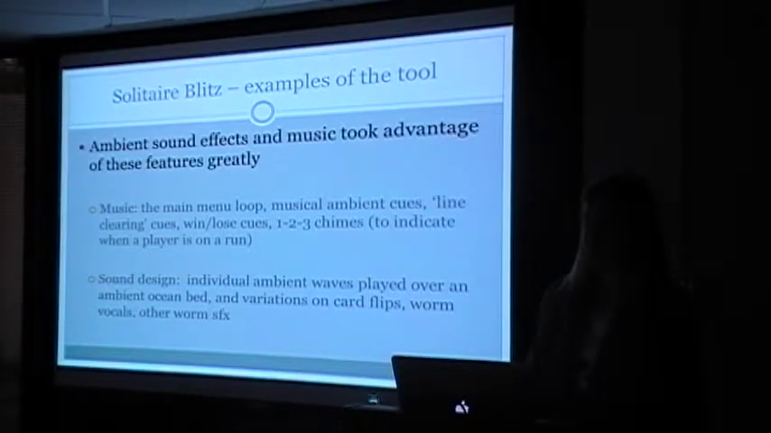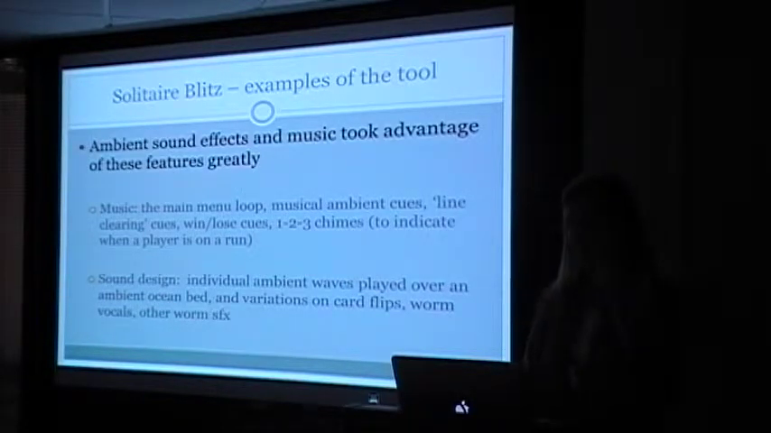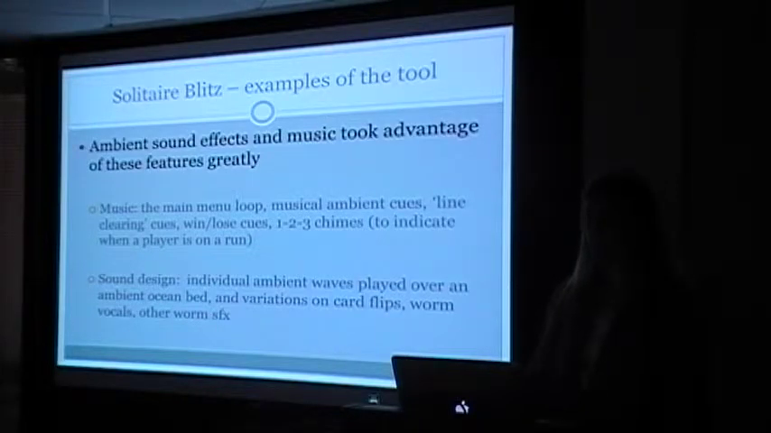Examples in Solitaire Blitz that we used for ambient sound effects and music. For the music, we did a main menu loop. We had musical ambient cues, which are these gestures that you'll hear. I'll play something for you very shortly. Just a quick little phrase, and then there'd be silence. And then another little phrase and silence. And they would be interrupted by line clearing cues, which you'll see soon. And then win-lose cues, and also a 1, 2, 3 sort of, you're on the right run kind of musical indicator. So we used many parameters for all of the music.